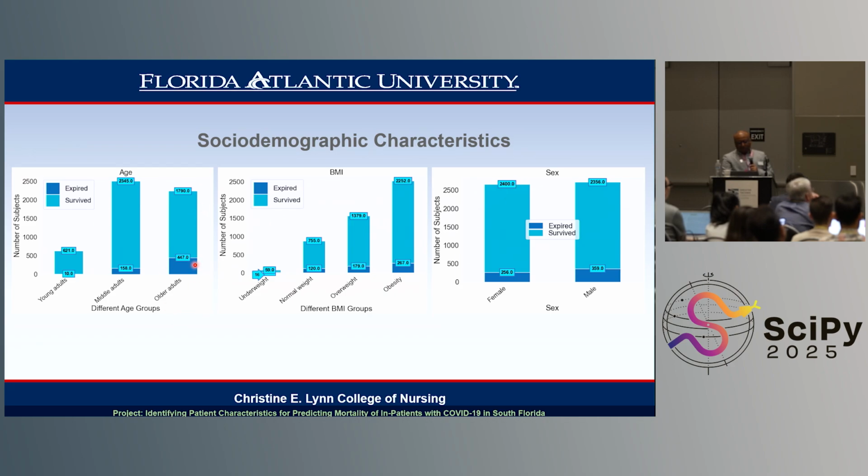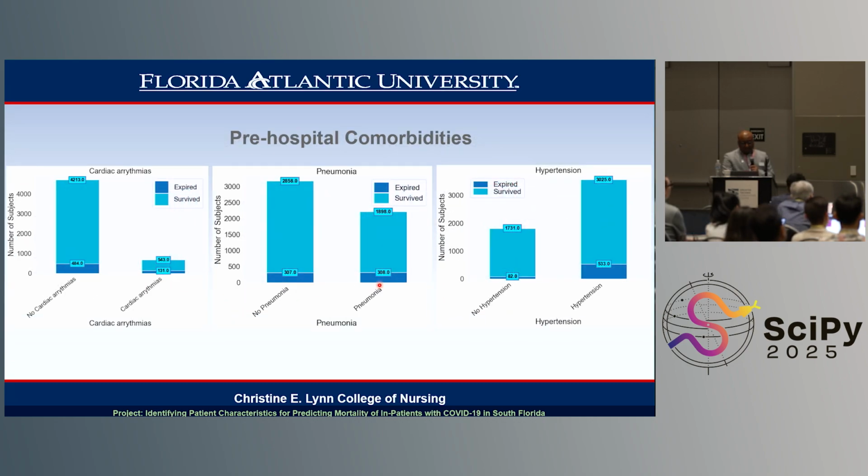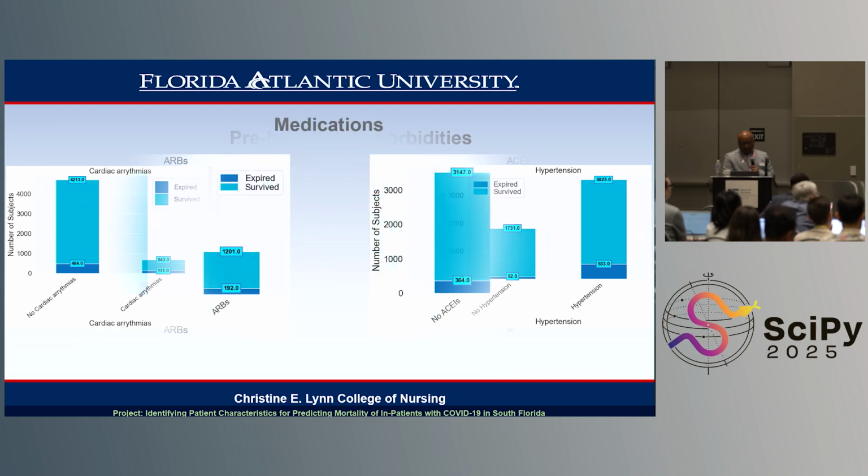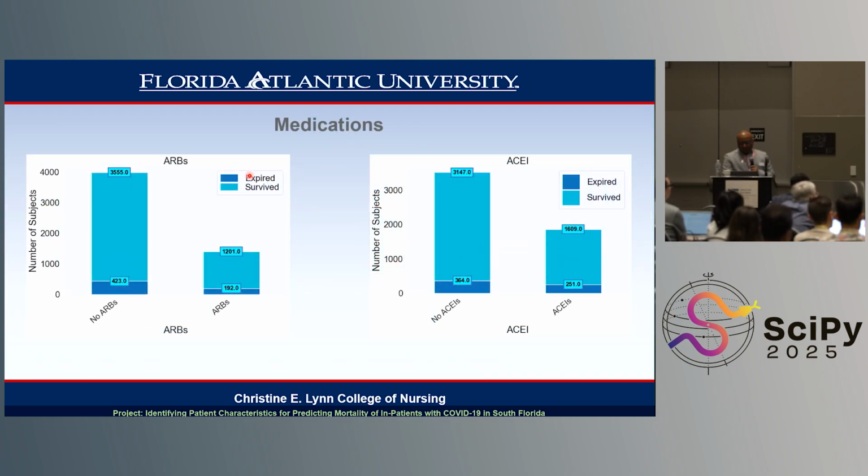These are socio-demographic characteristics. I'm showing only 3 different independent variables. We have many. And you see the different colors that segregate the patients who expired and the patients who survived. And this is the socio-demographic, then the pre-hospital comorbidities: cardiac arrhythmias, pneumonia, hypertension. We have many, diarrhea and kidney disease, and medication. So it is 2 different medications, ARB and ACE. We use these medications for treating hypertension and cardiac problems.